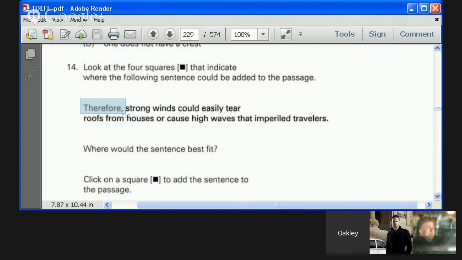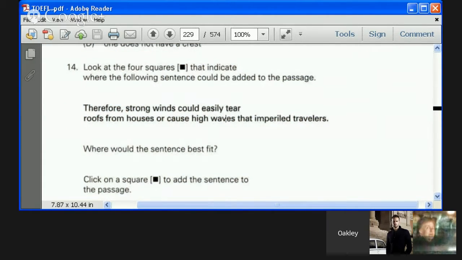There's got to be information before that mentions something about strong winds. Unfortunately, in this sentence I don't have any pronouns or any kind of representational words like the one or it. Maybe I have pronouns in the other sentences. Okay.